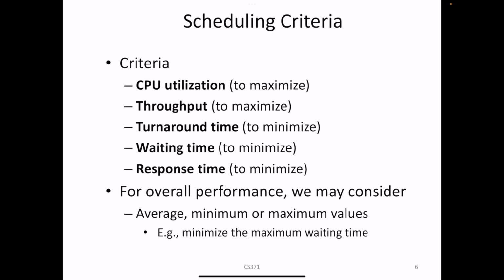Also, when we evaluate the performance of a scheduling algorithm, we do not really care about the performance of a single process. Instead, we care more about the overall performance for all the processes. Therefore, we may consider the average, minimum, or maximum of those criteria. For example, we may want to minimize the maximum waiting time among all the processes.